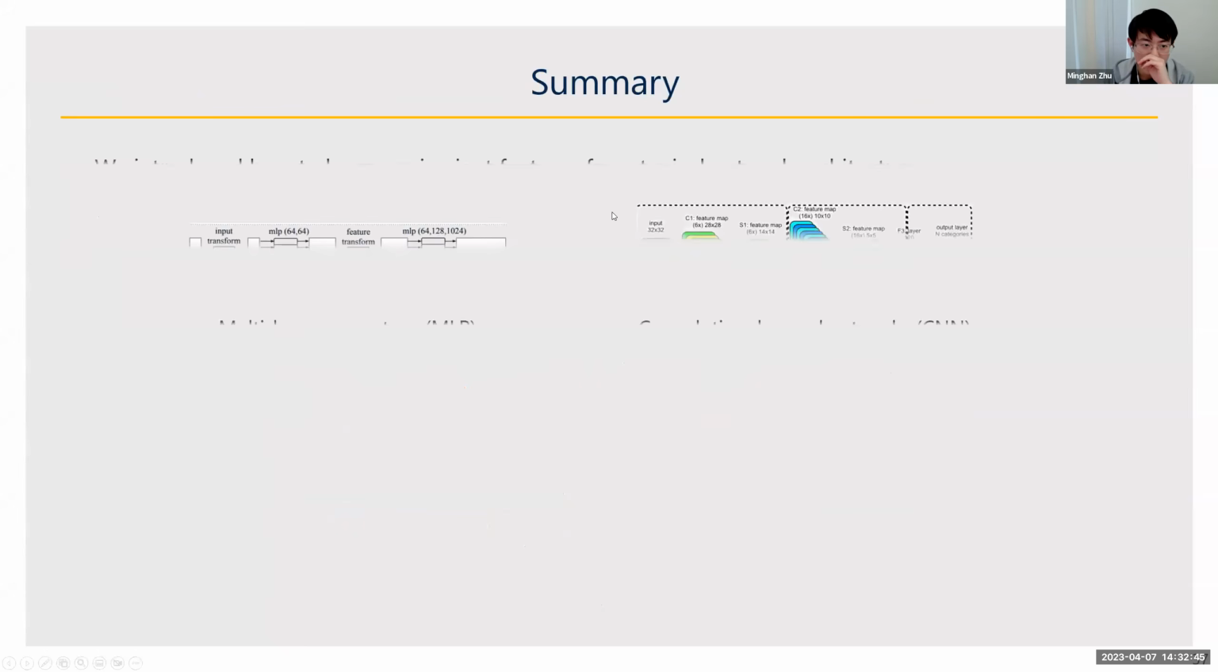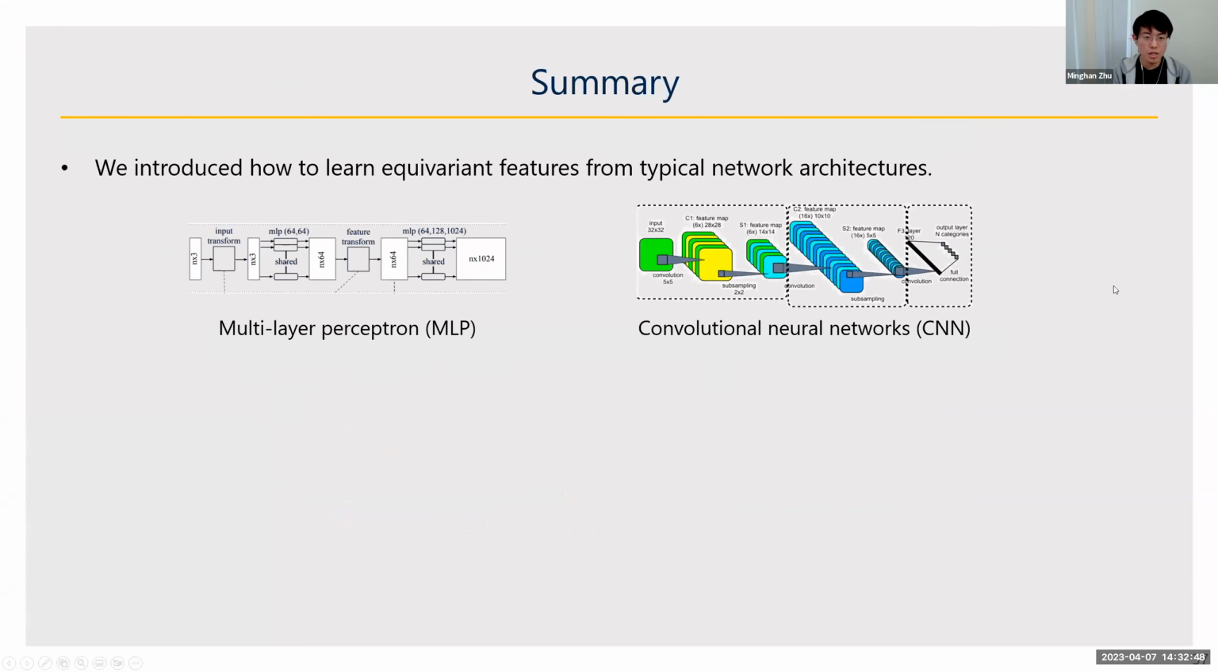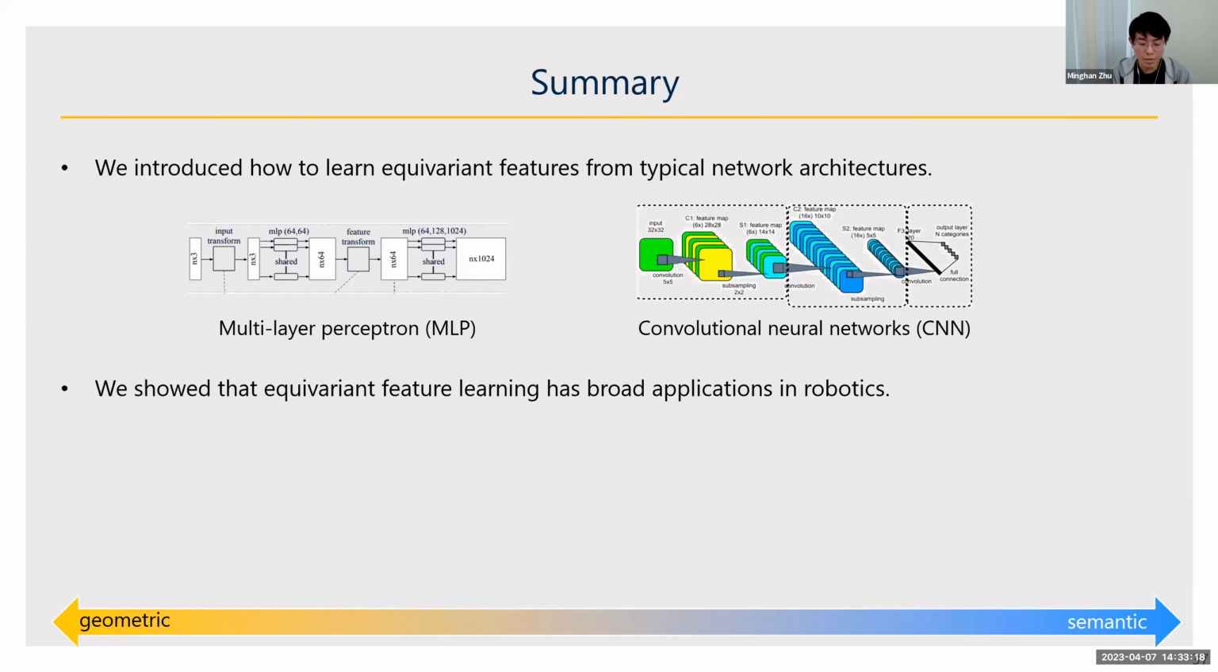So in summary, we introduced how to learn equivariant features from some typical network architectures. Here we introduced MLP and CNN. And actually, even based on MLP and CNN, there are other implementations and a lot of very good work in this field. We did not introduce, for example, graph neural networks and transformers today, but there are also equivariant counterparts of them with different applications. But even with only these two network examples, we've shown a lot of applications in robotics.